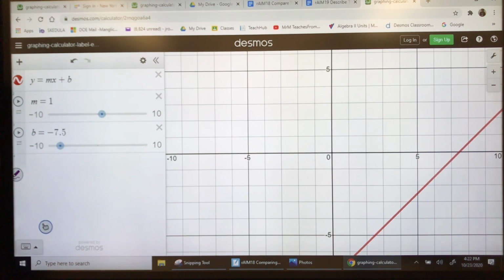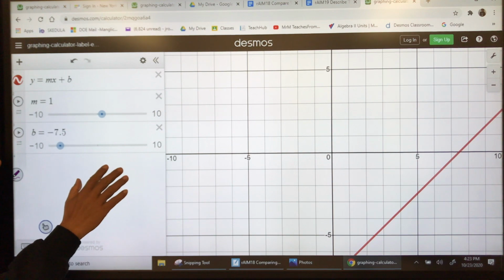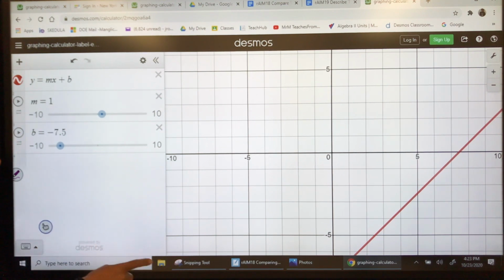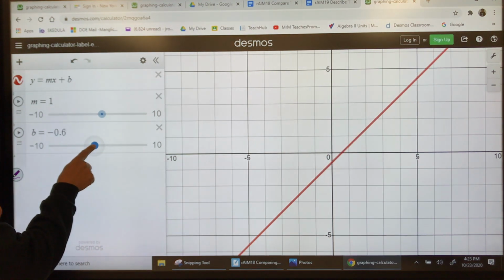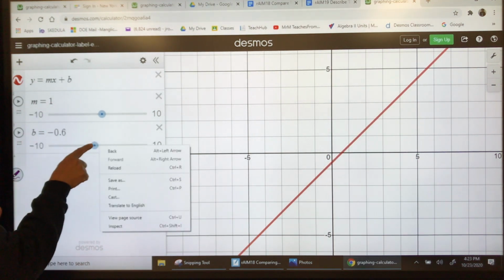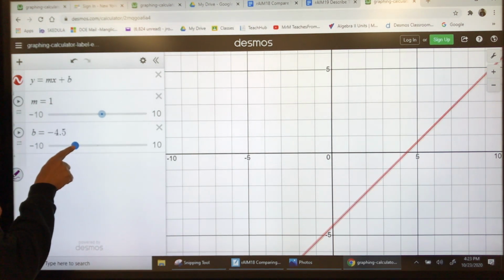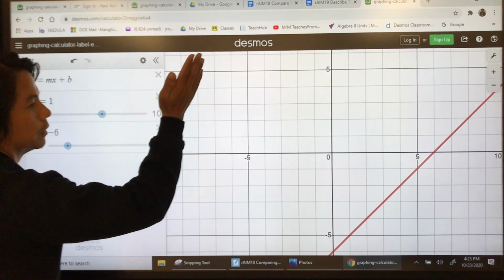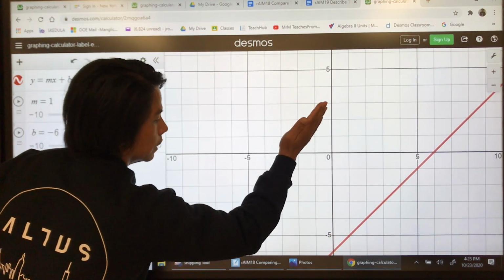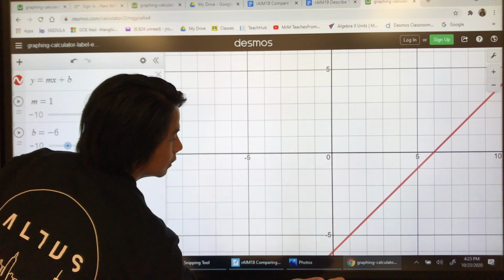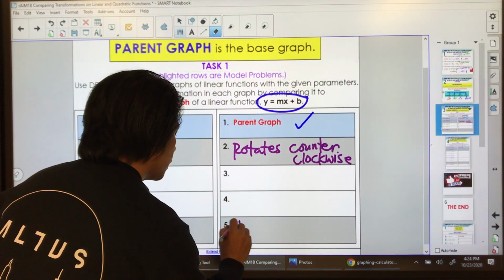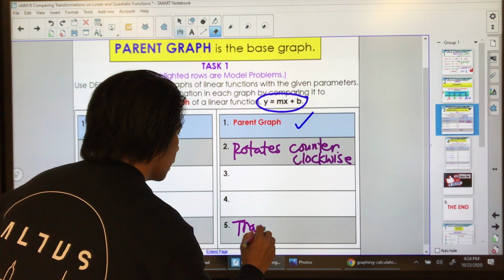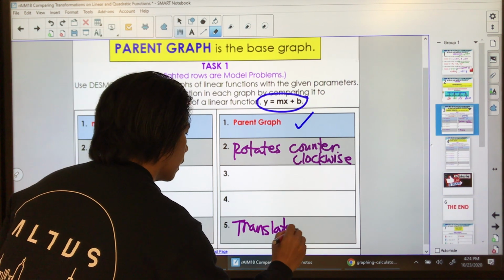What do you notice? Did it rotate? No? So let's do it one more time. So when we move the slider towards the negative 10, the graph translates down. Did you see that? So let's write down translates down.